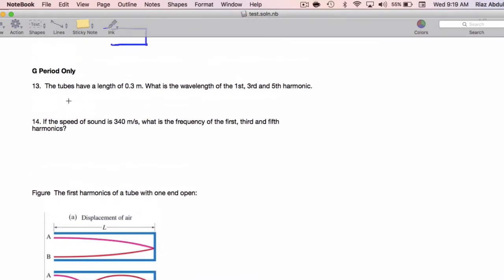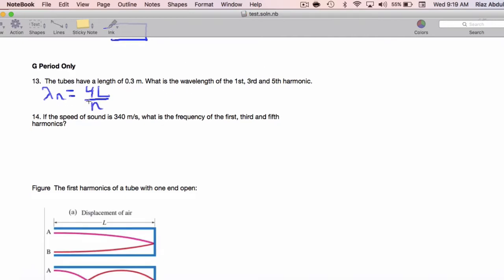So if you want the wavelength of each of the harmonics, we're going to be using the harmonic formula for tubes open at one end. That's actually going to be take L, multiply it by 4, and then divide it by the number of the harmonic that you're at. And this is only for odd n. Okay, so the idea here is for lambda 1, it's simply going to be 4 times 0.3 divided by 1, and that's going to give us 1.2 meters.